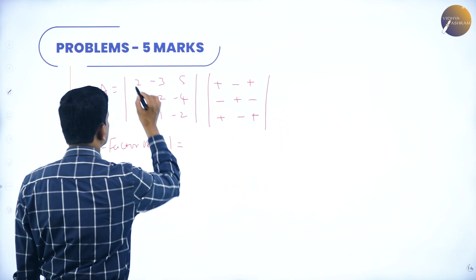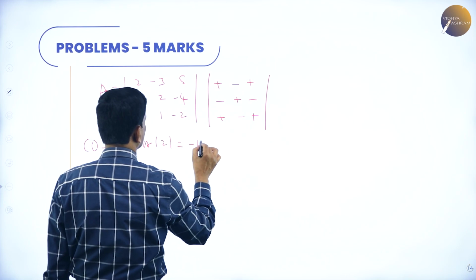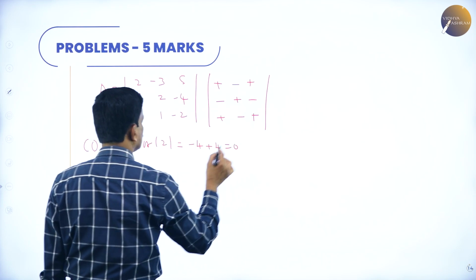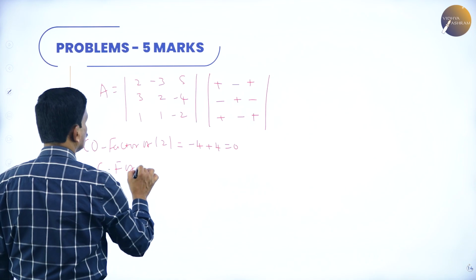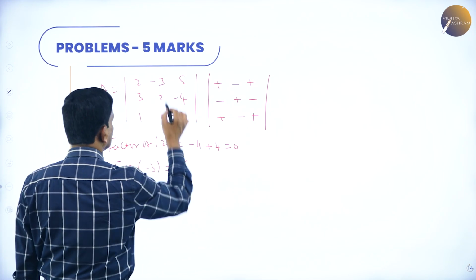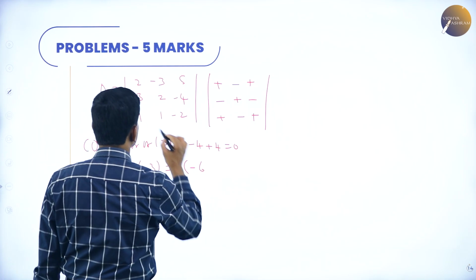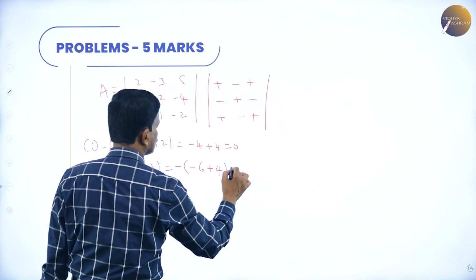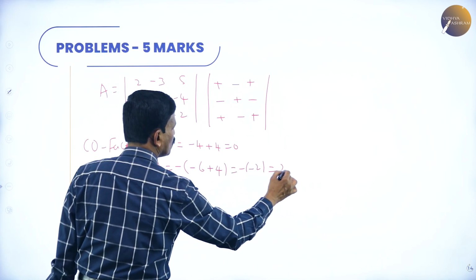Cofactor of 2: this row and column is gone. 2 2s are 4, minus into minus, plus 4, that is 0. Similarly, cofactor of minus 3 is minus sign. This row and column is gone. 3 2s are 6, minus into minus, plus 4. This is minus of minus 2, is plus 2.